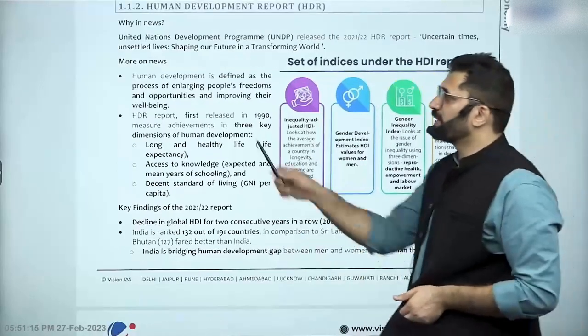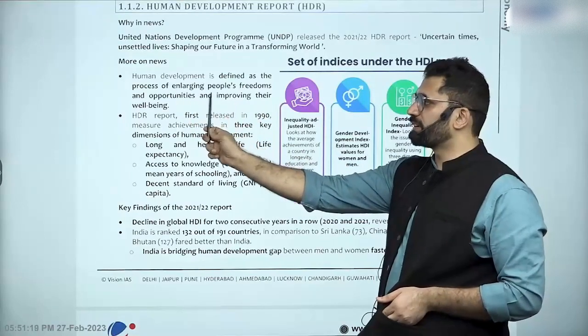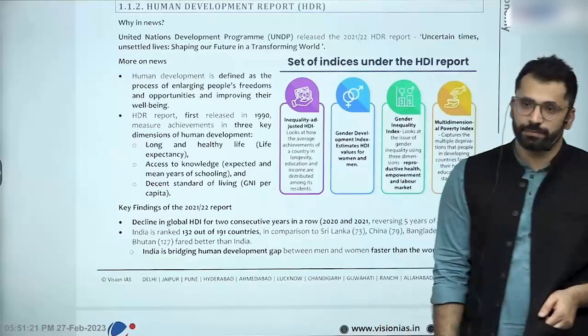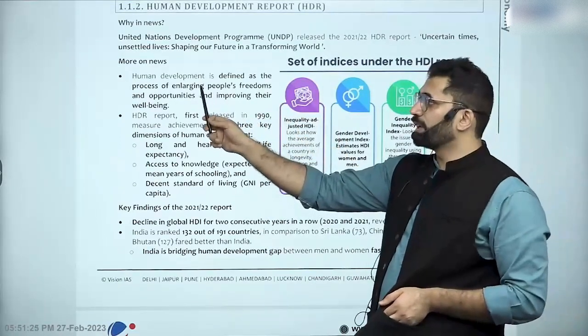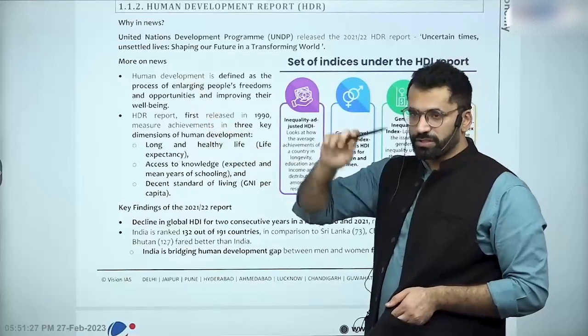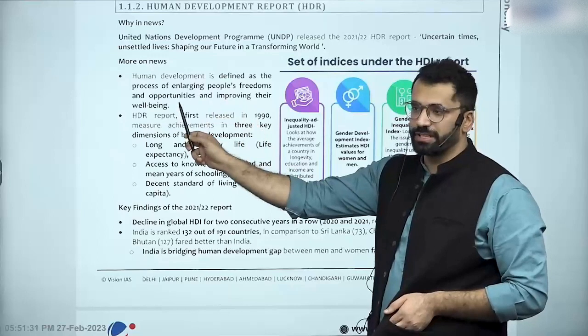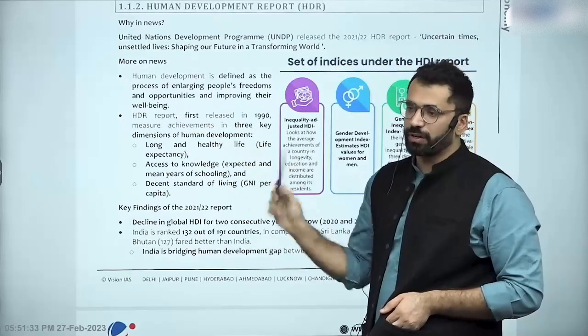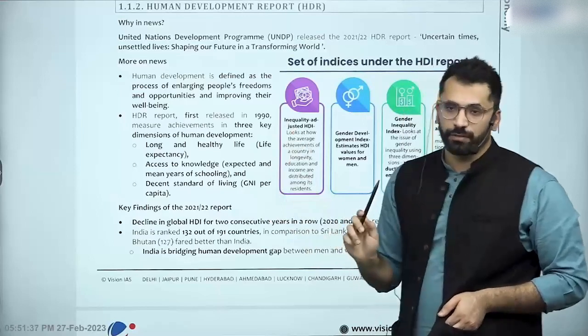Human development is defined as the process of enlarging people's freedoms and opportunities and improving their well-being. These are the 4 factors if you consider. This is enlargement of choices, not just income choice but all types of choices. Enlarging people's freedoms and opportunities, not just income opportunities, all types of opportunities. This is the definition of human development.